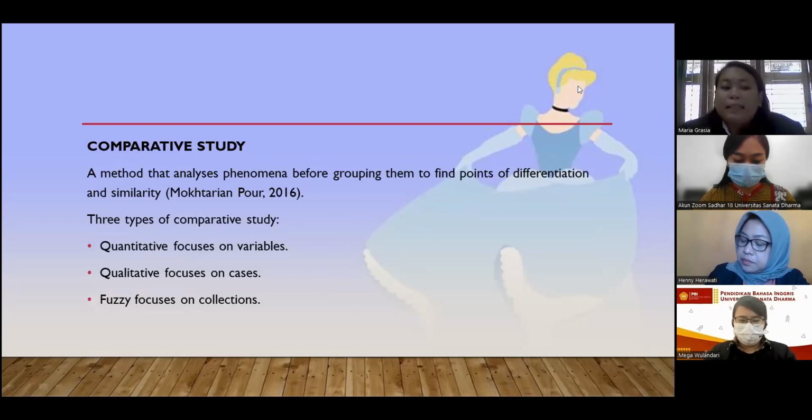Comparative study is a method that analyzes phenomena before grouping them to find points of differentiation and similarity, by Mokhtarian 2016. It is divided into three types of comparative study. The first one, quantitative, focuses on variables. The second one, qualitative, focuses on cases. And the last one, policy, focuses on collection.